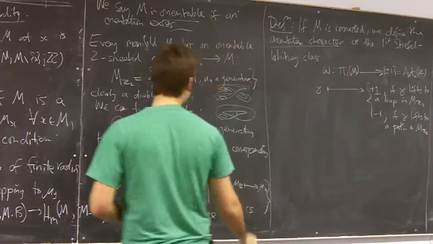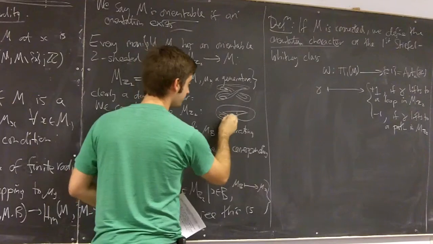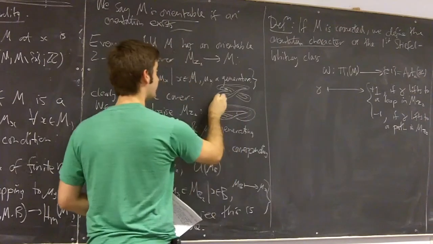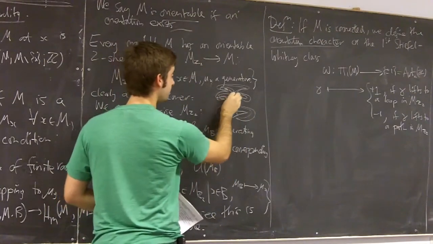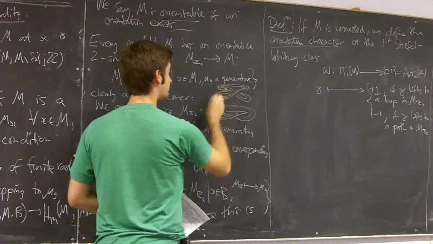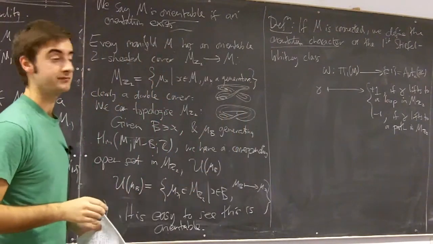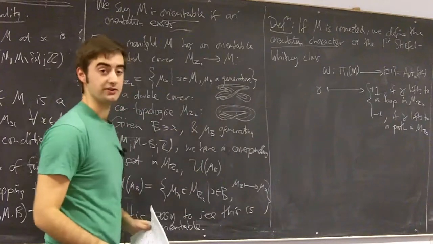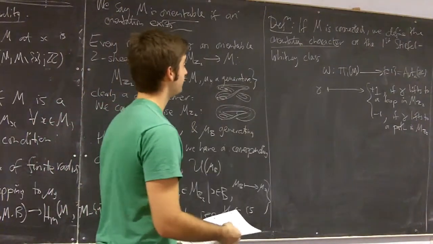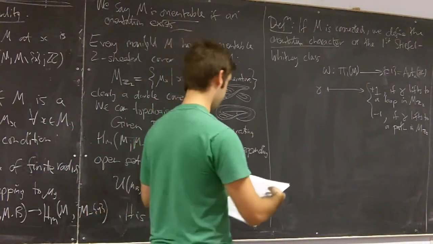So in this example, a loop going round the Mobius band once would lift to start here, go around, and then it would have gone to the other sheet of the cover. And this lifts to a path and not a loop. So this would get a value -1 under the orientation character.